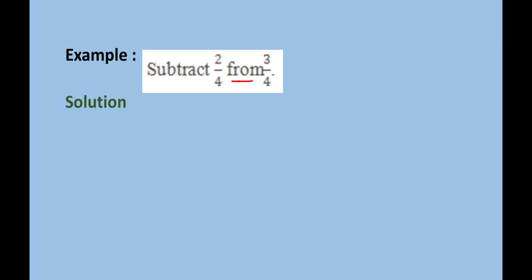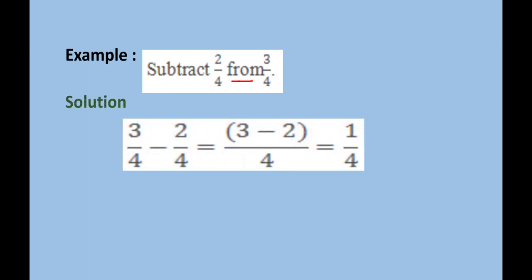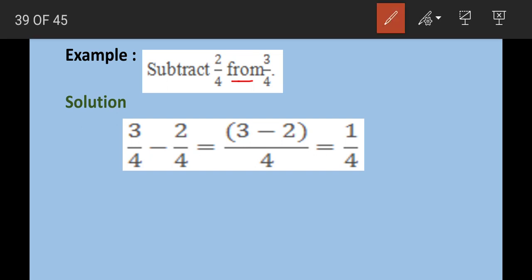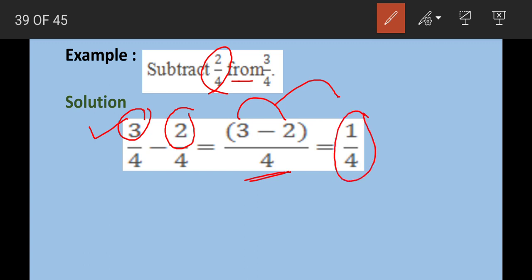So now come to the solution. We can write the fraction in this way, that is 3 by 4 minus 2 by 4, as you have to subtract 2 by 4 from 3 by 4. Next step, we subtract the smaller numerator from the bigger numerator. Here the bigger numerator is 3 and the smaller numerator is 2, so it becomes 3 minus 2, keeping the denominator the same. 3 minus 2 divided by 4. 3 minus 2 gives 1, so the new fraction becomes 1 by 4.